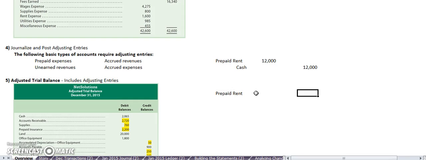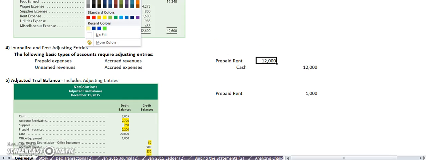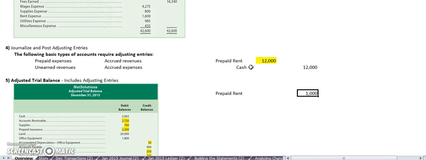It lost $1,000 in value, right? So we will credit it for $1,000, and the net value will be the combination of these. 12 minus 1,000 is going to have a $1,000 net value, and this is going to be a credit. So let's go ahead and indent that a little bit. That's the proper way to journalize something. The credits go slightly indented to the right from the debits.